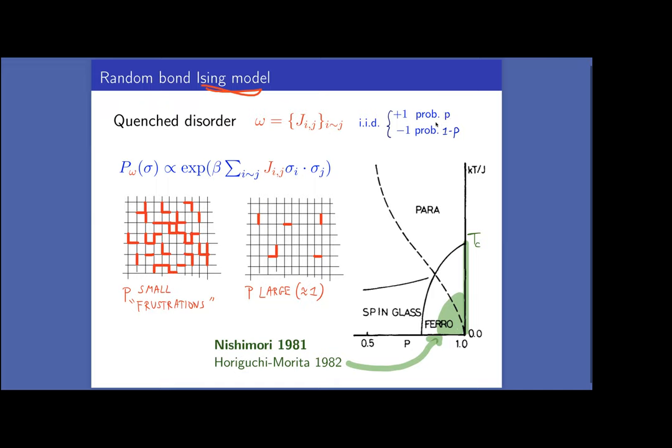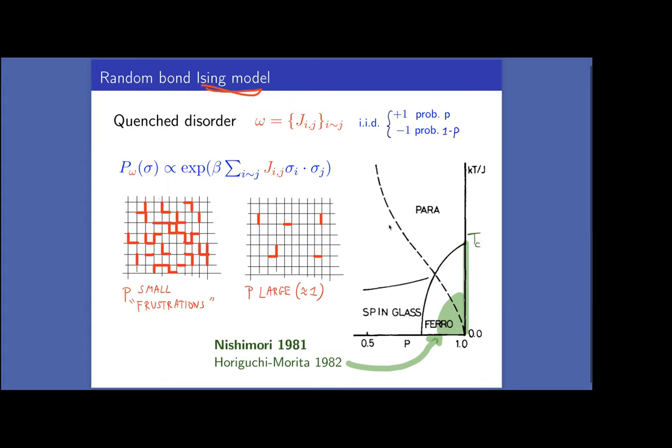So for example, if p is equal to one in this graph, which I borrowed from Nishimori in his paper in 1981, I think, when p is equal to one, what you have here is exactly the Gibbs measure of the classical Ising model. There is no disorder. And when p drops to smaller values, which is illustrated here, you create more and more frustrations, a little bit like in the spin glass. And the quenched Gibbs measure is more and more disordered, so to speak.